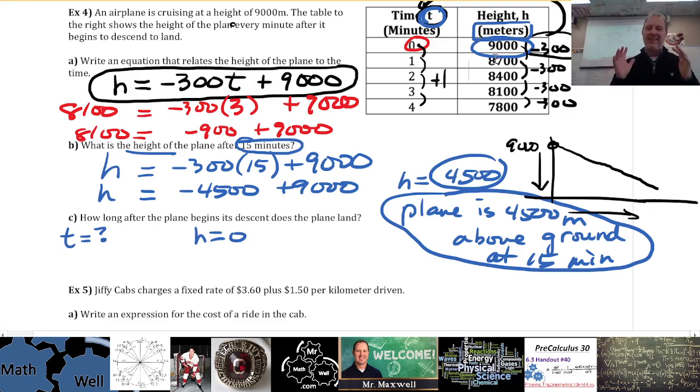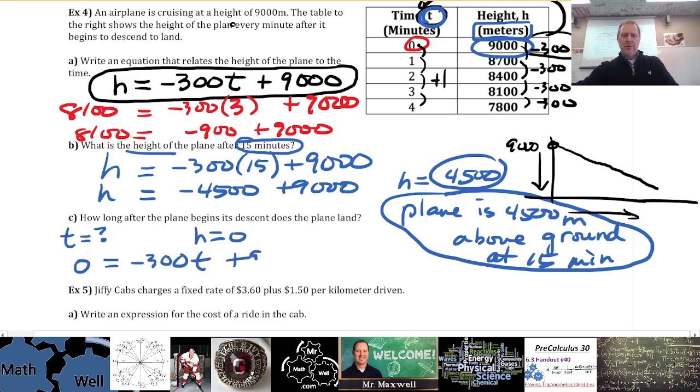That math thinking is like equal to special peanut butter. Great special peanut butter thinking. Okay. All right. Well, let's do the math and see if that's going to work out. So H is 0. I've got negative 300 T plus 9,000. Okay. All right. Well, I've got T buried in there somewhere.